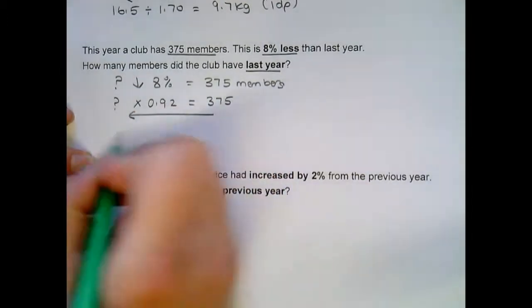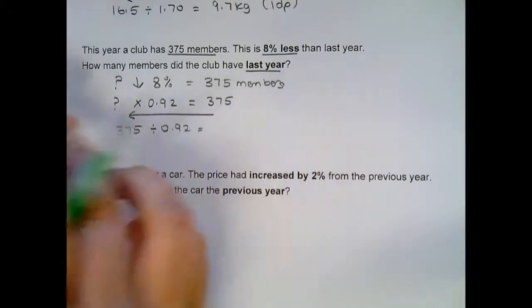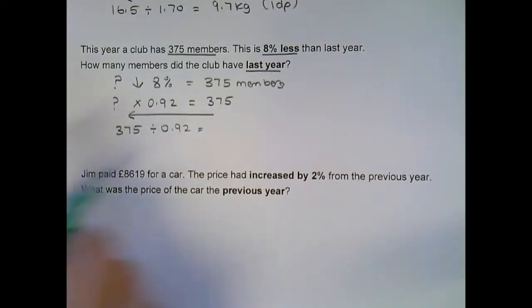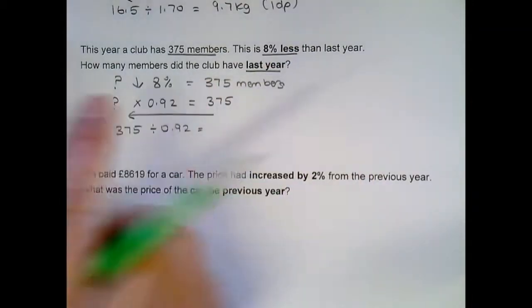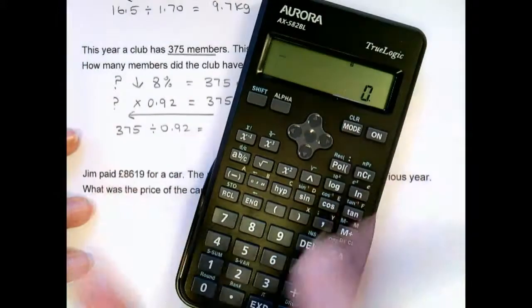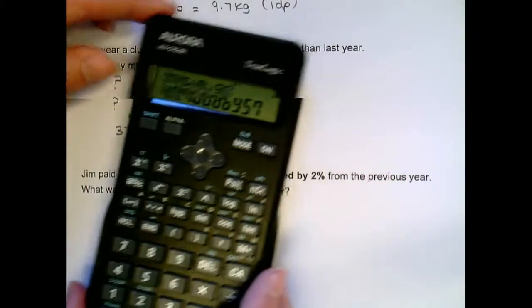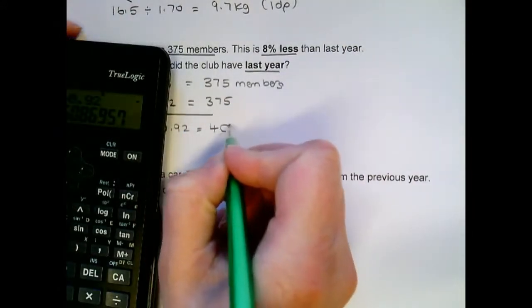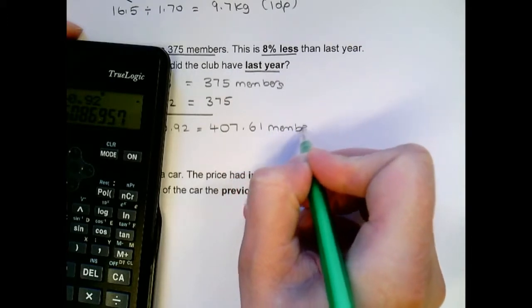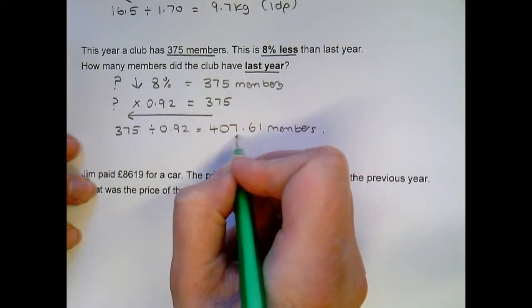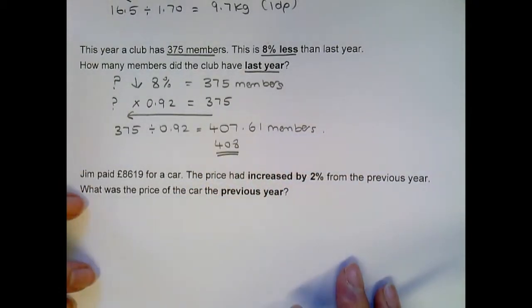And then you're going in reverse. So you take the 375 and divide by 0.92. So you divide by your decimal multiplier. So 8% less, 100 take away 8 is 92, and then instead of timesing by 0.92, you divide by 0.92. So 375 divided by 0.92 gets you 407.61, but because this is to do with people and these are members, you might want to round that to 408, the nearest whole member.